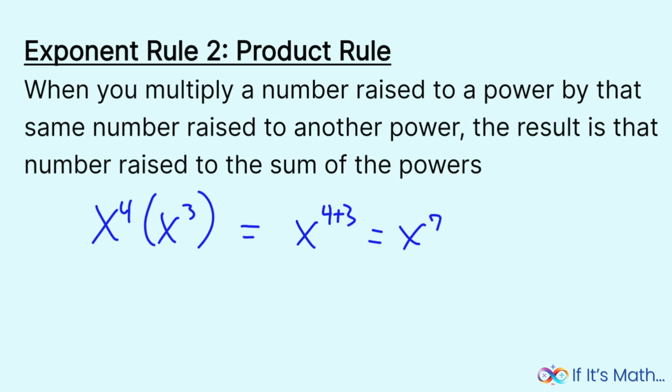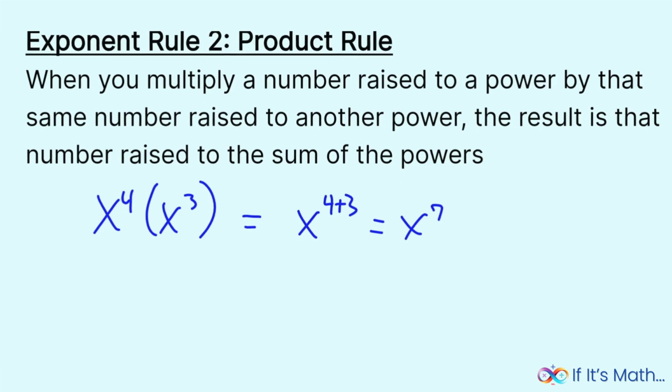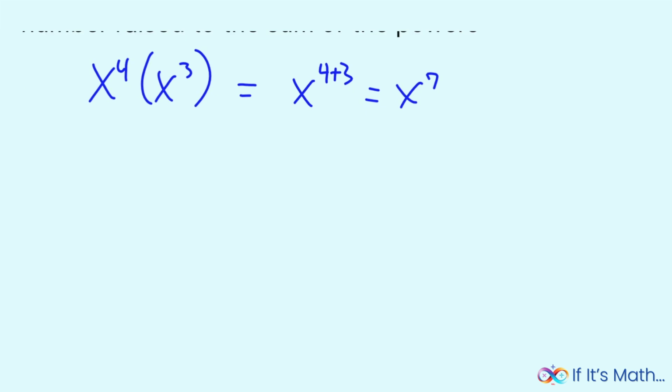So x to the fourth times x to the third is x to the 4 plus 3, which is x to the seventh. So the general formula for this, if you're thinking about it, is that if you have x to the m power times x to the n power, that is going to equal x to m plus n. So that is the actual rule when we're thinking about the product rule.